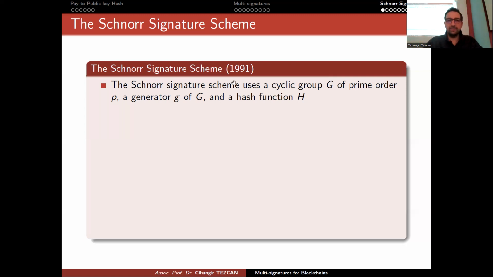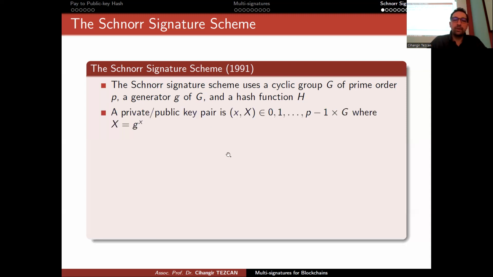So this signature scheme was introduced in 1991. The Schnorr signature scheme uses a cyclic group G of prime order P. It has a generator G of the group and a hash function H, okay? So you create a private and public key pair, small x and capital X, inside this set starting from 0 to P-1. So the small x is actually your private key, so you randomly choose it, multiply G with itself x many times and obtain the capital X, which will be your public key, as we did in the ElGamal encryption algorithm, right?